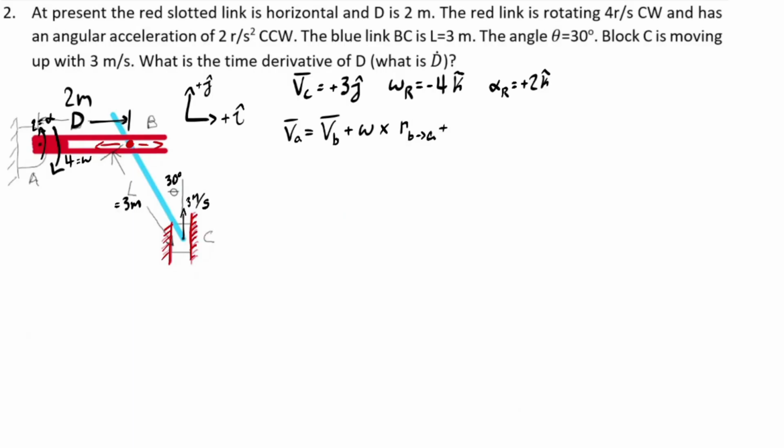And then plus any relative velocity terms they have. So if they're getting closer or farther away from each other, stuff like that. So let's use this equation for our system. I'm going to first do it for this red link, or this red bar.